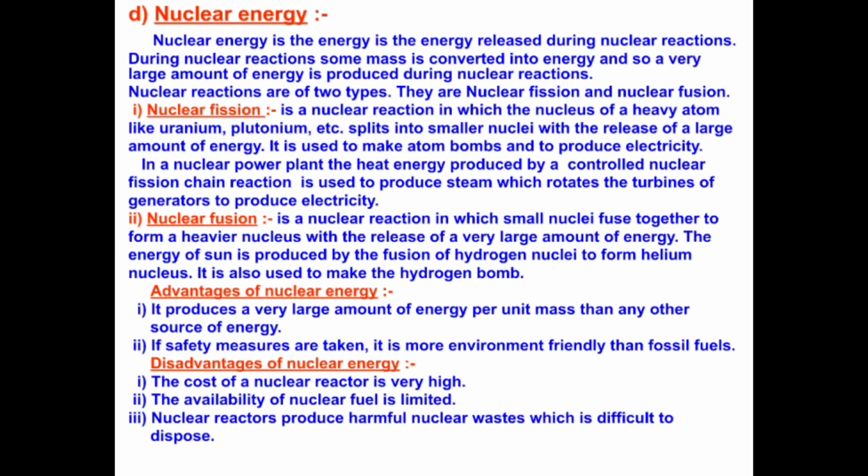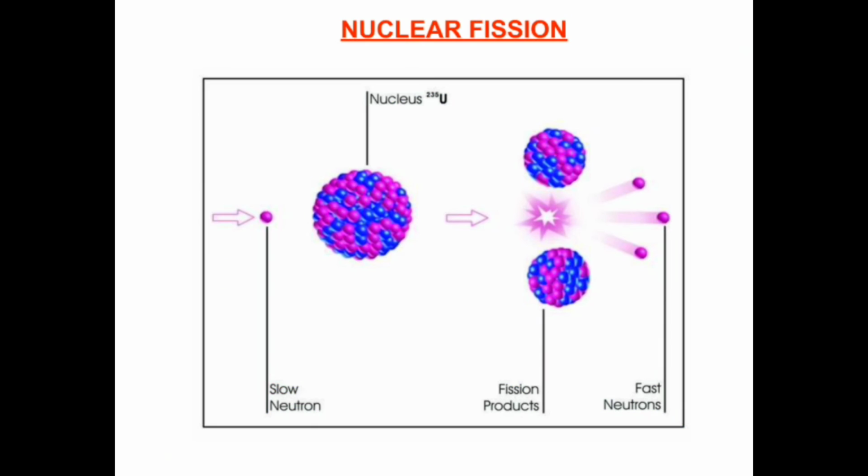Advantages of nuclear energy. It produces a very large amount of energy per unit mass than any other source of energy. If safety measures are taken, it is more environment friendly than fossil fuels. Disadvantages of nuclear energy. The cost of a nuclear reactor is very high. The availability of nuclear fuel is limited. And nuclear reactors produce harmful nuclear waste which is difficult to dispose.